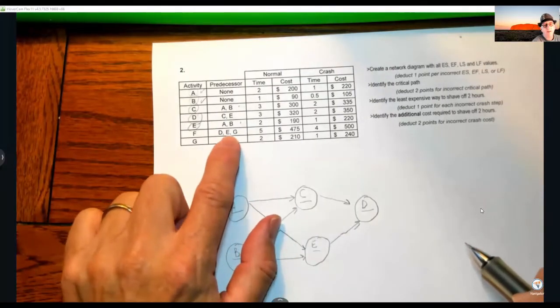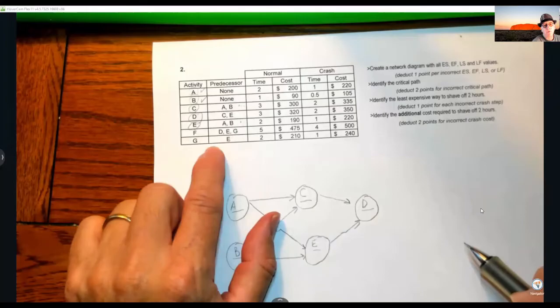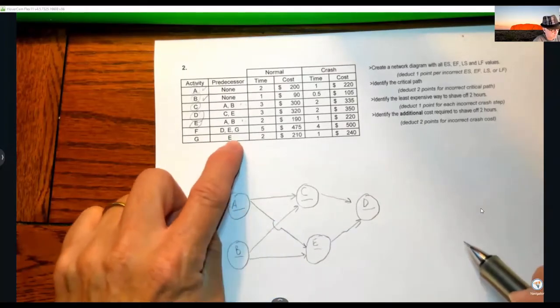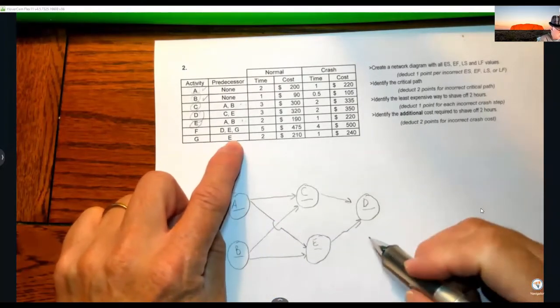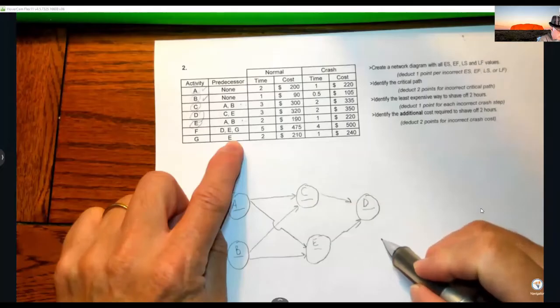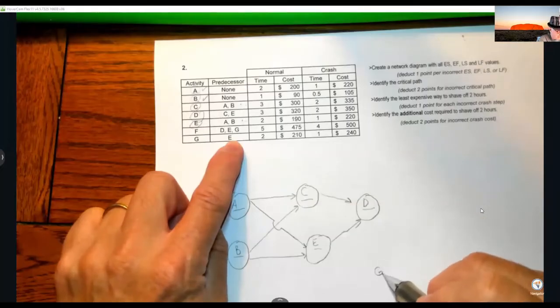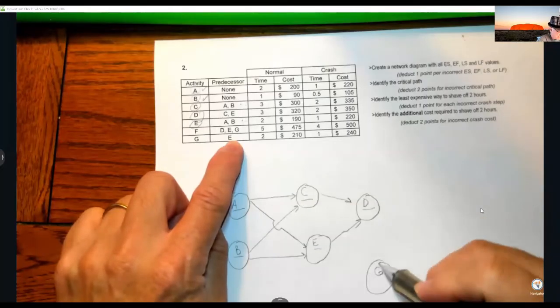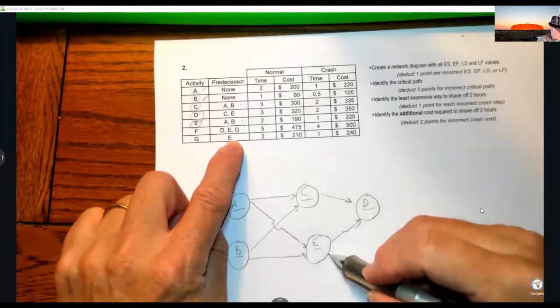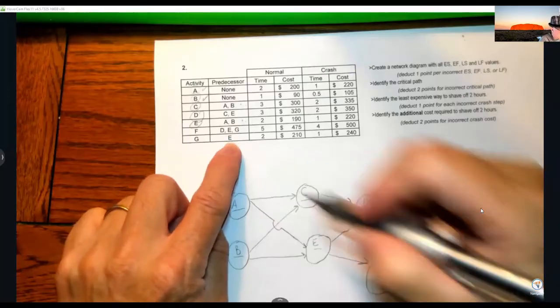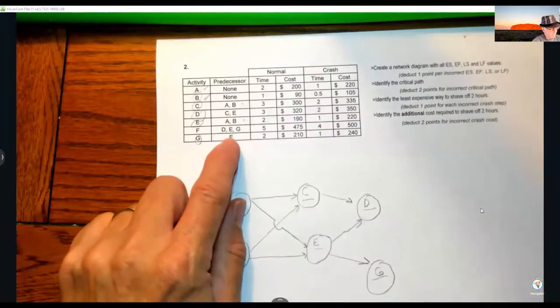E, F. To do F, we're going to need G, which we don't have, but G comes from only E. So I'm going to put G. I like to kind of stagger them a little bit in case I have to go between them. G only comes from E. All right, got it.